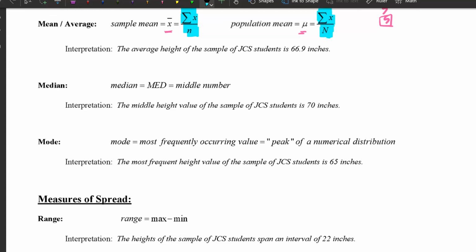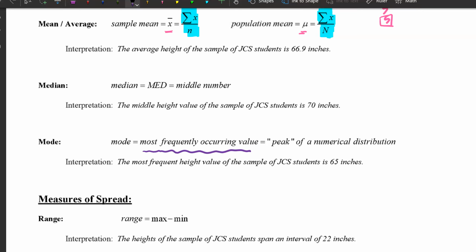Mode is a little bit tricky because, well, not tricky, but there's kind of two ways to look at it, I think. The way you probably learned it as a kid was it's the most frequently occurring value. But in stats, we kind of want the peak of the distribution. So if I were to fit a nice smooth curve over my data set, the mode is the local maximum of that distribution, okay?